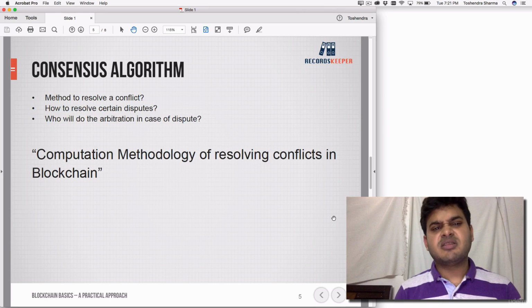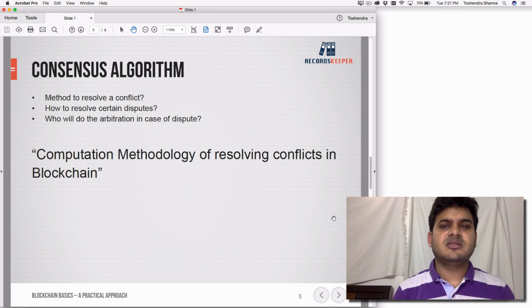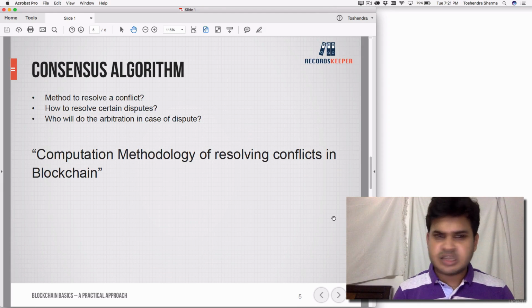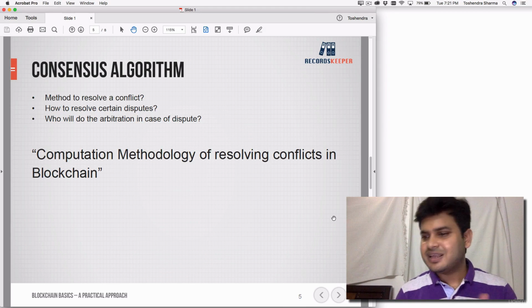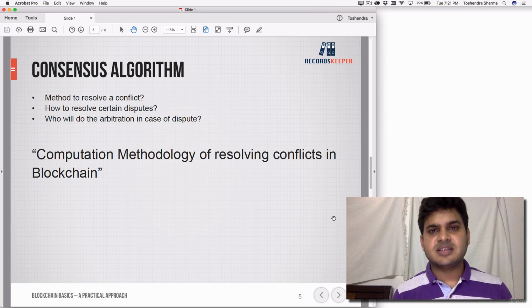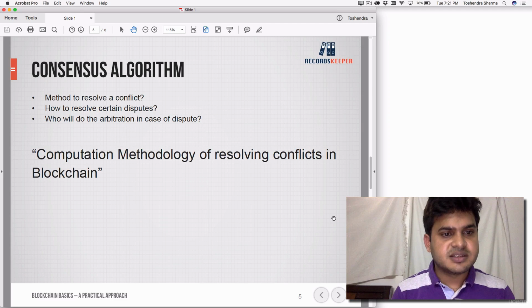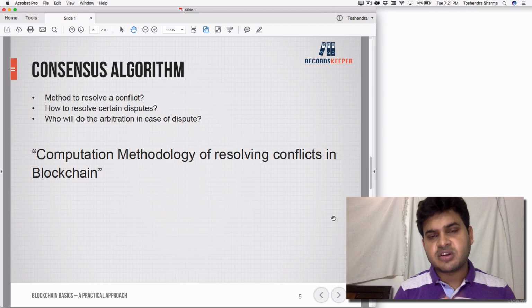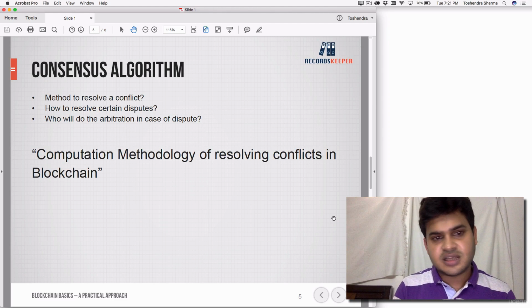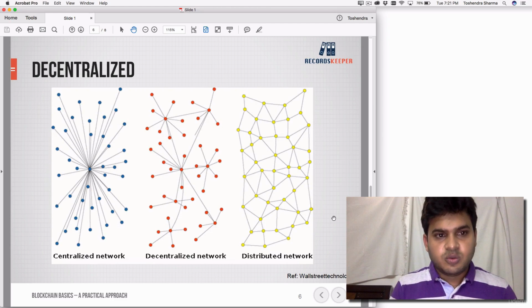A consensus algorithm is just a set of rules to resolve conflicts. There must be some conflicts. People should say, "No, this is happening. Why is this happening? Why not that?" So who will realize that? Who will actually resolve the conflicts? That's the idea of a consensus algorithm. It's just a computational methodology or algorithm to resolve conflicts in the blockchain. That's called a consensus algorithm. What is decentralized?